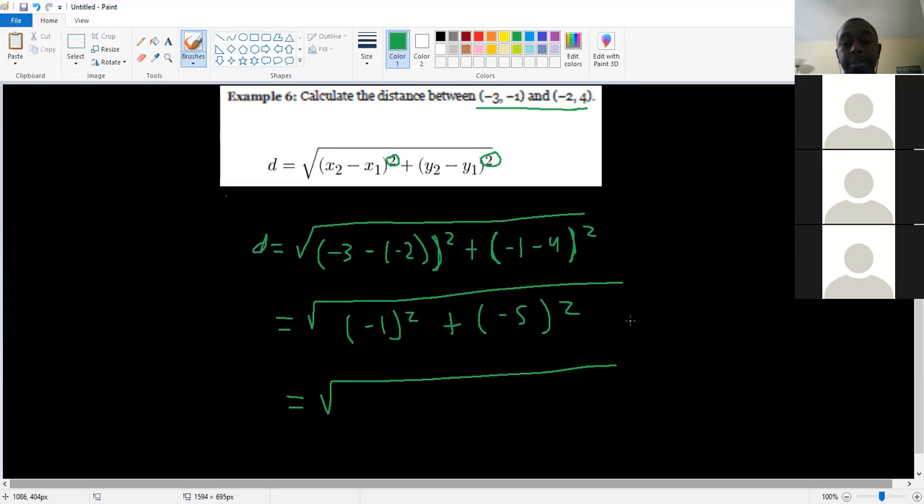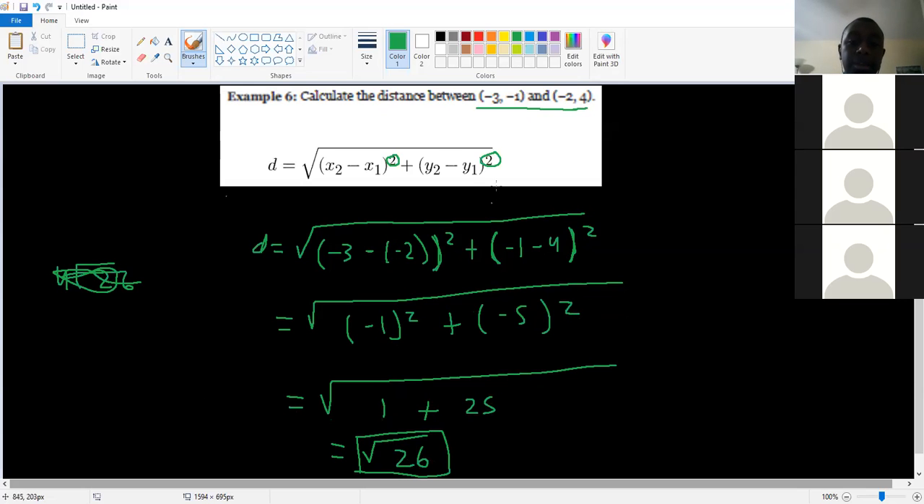So then -1 squared is 1, then -5 squared is 25, so then it's just the square root of 26. You can't simplify the square root of 26. Let's try to take out a 4. It's not divisible by 4. You're just left with the square root of 26. You can't simplify it. That's the answer.